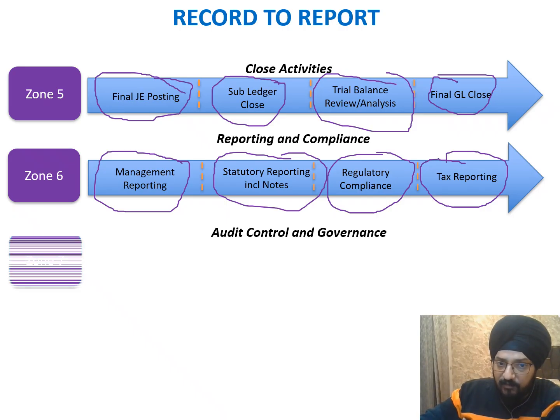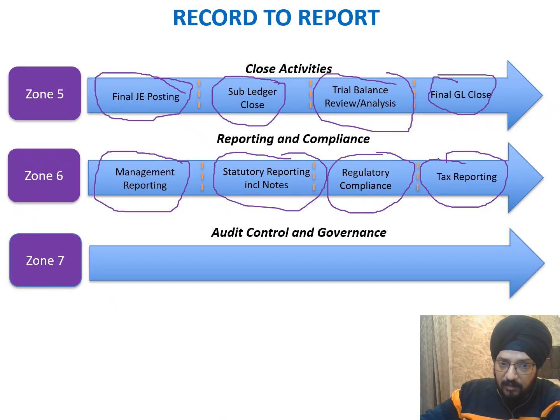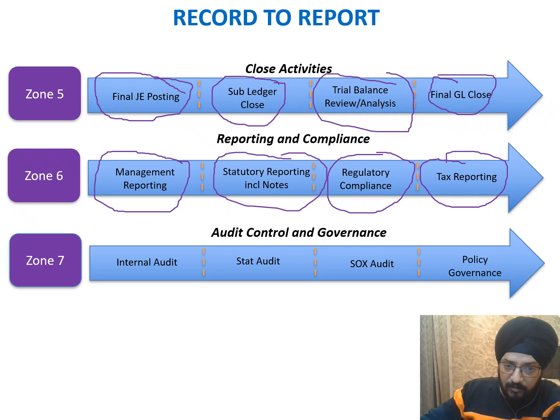Okay, so once we are done with the reporting, the next item in the end-to-end R2R is audit, control, and governance. This is again one of the most important activities, because for R2R, the efficacy and assurance that everything is being recorded correctly, done correctly, is bound to various audits.